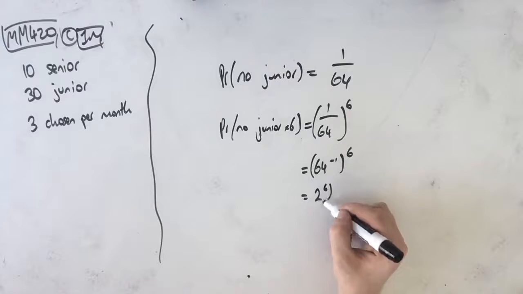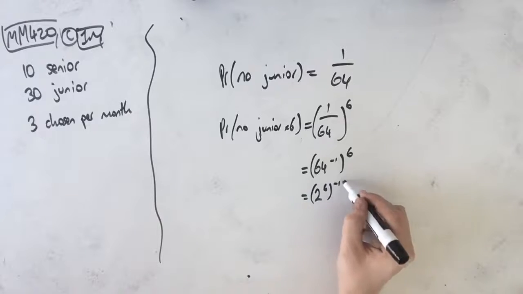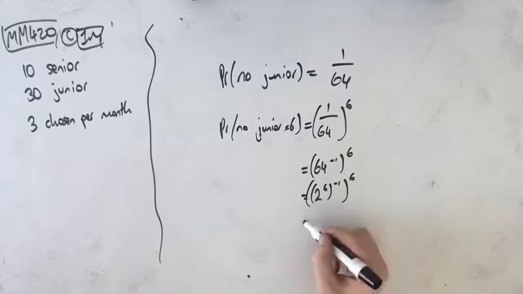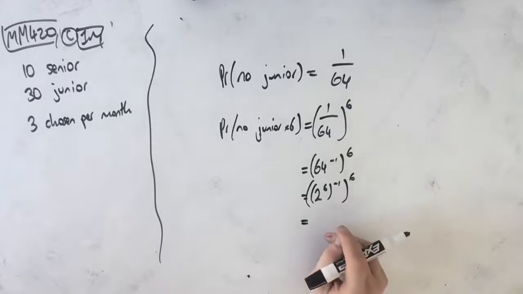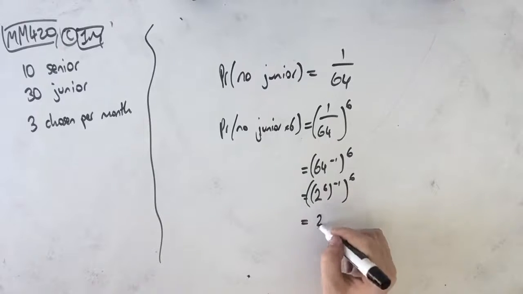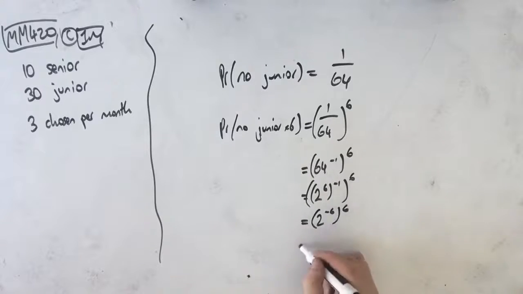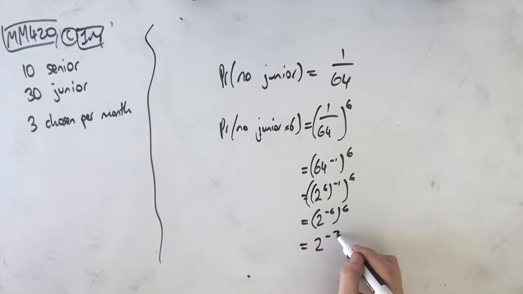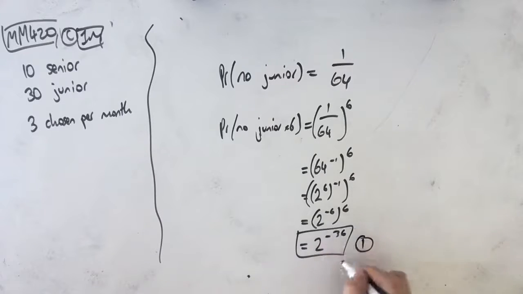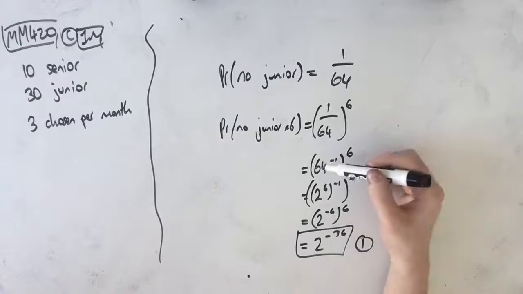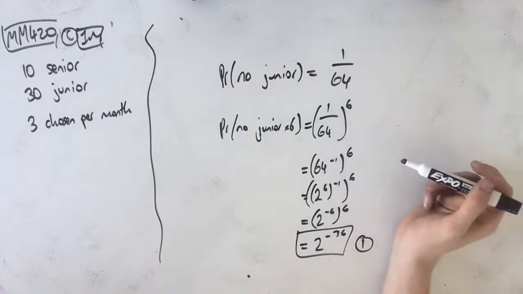Okay, so 2 to the power of 6 to the power of -1, that's this bit, and then that to the power of 6. So what we get then is 2 to the power of -6 to the power of 6, which is 2 to the power of -36. Now, this is our first and only mark. That's the simplest form we can get it in. You could also say 64 to the power of -6, but that wouldn't be the most simple form.